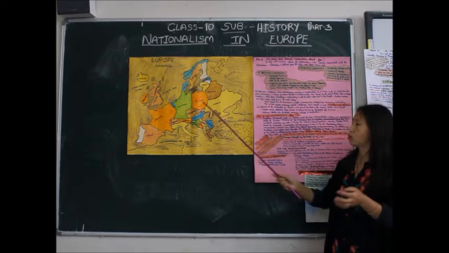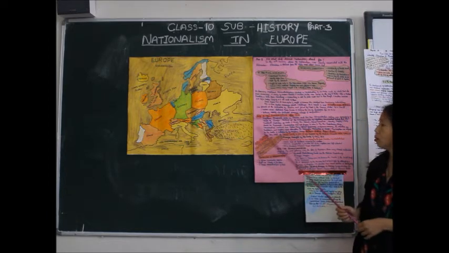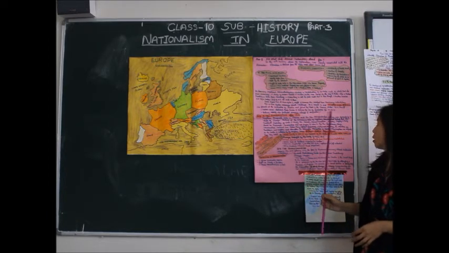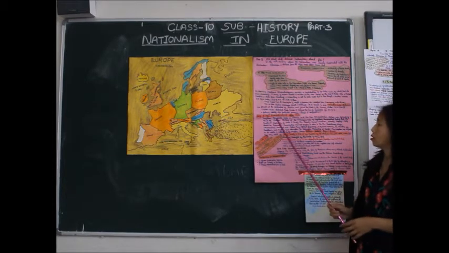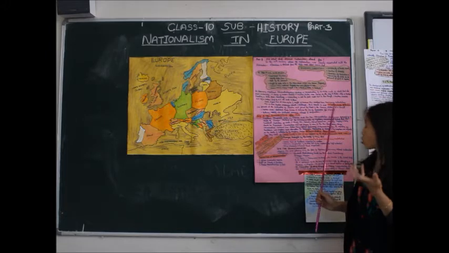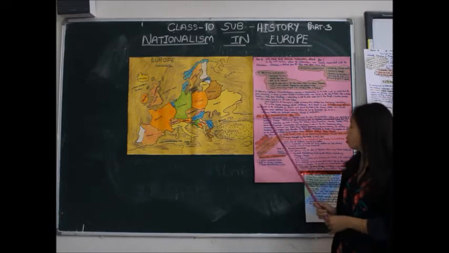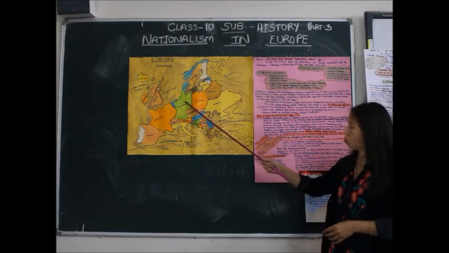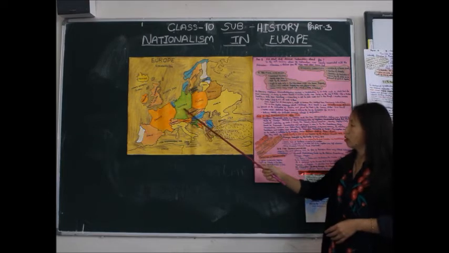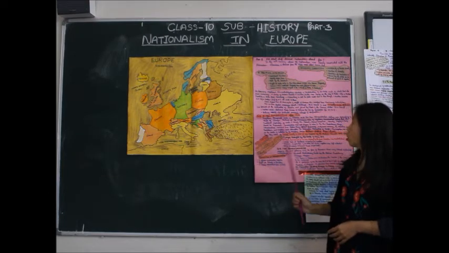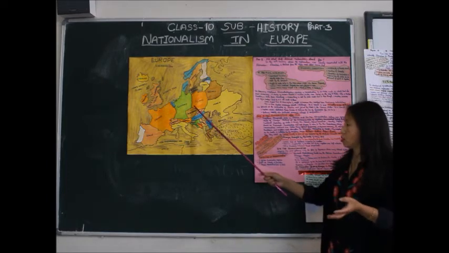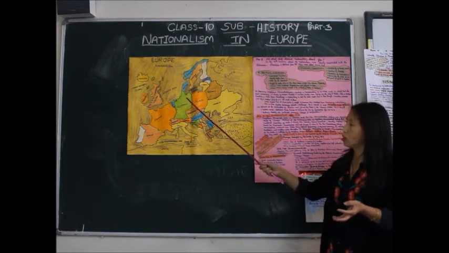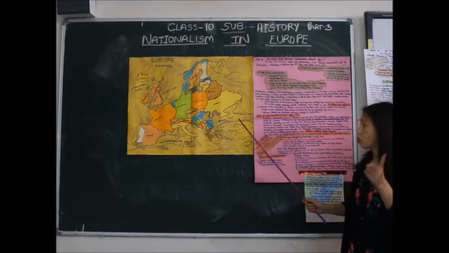So, in order to solve this problem in Germany, in 1834 they formed a customs union, the Zollverein. What did the Zollverein do? They abolished currencies. There were 30 currencies, and it was reduced to two. Only two currencies were there.